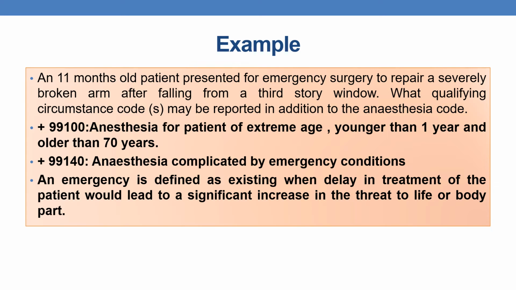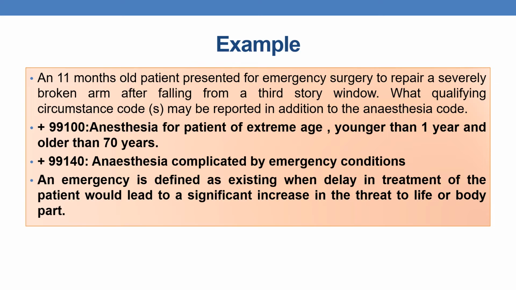Now let us discuss an example. An 11 months old patient presented for emergency surgery to repair a severely broken arm after falling from a third-story window. What qualifying circumstance code or codes may be reported in addition to the anesthesia code? Here, whenever you code anesthesia codes, first we must see the age of the patient. The age of the patient is 11 months old. That is, the age is less than 1 year. So in addition to the anesthesia code, you must first report 99100.